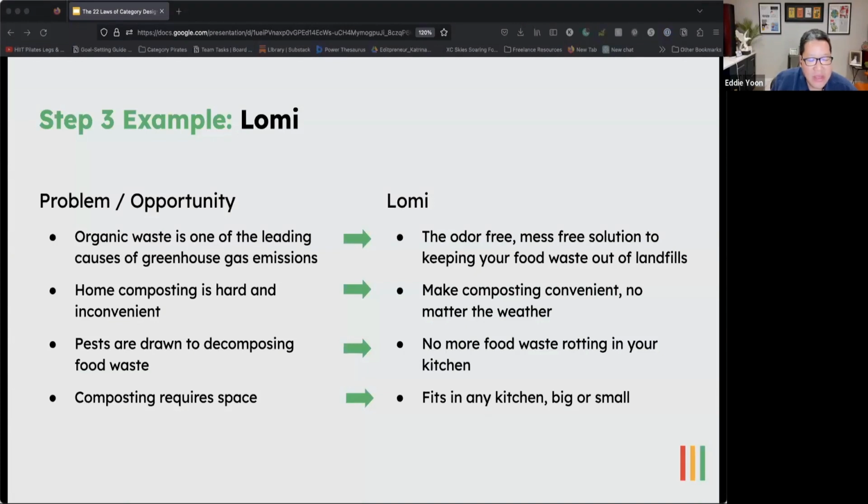We hope that when you get the deck that you can dig into it, and check out the podcast that Christopher talked about. Because if you listen to the podcast and you follow these guys, they are doing a remarkable job of living out all 22 laws of category design. I think you'll see the book come to life. And that's really the whole point.